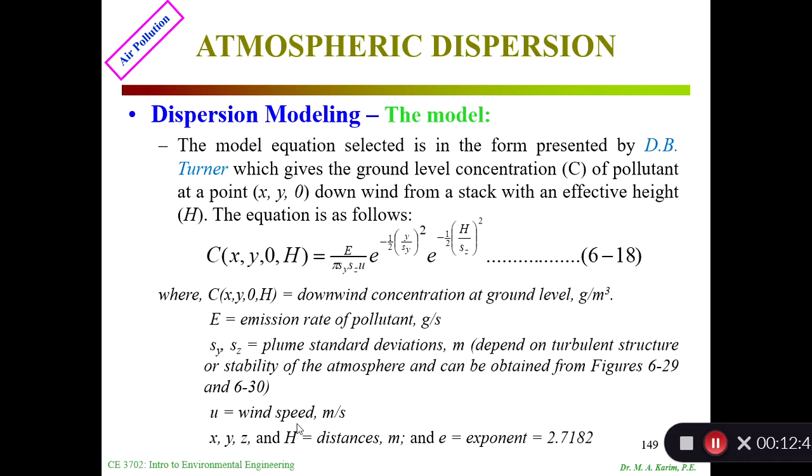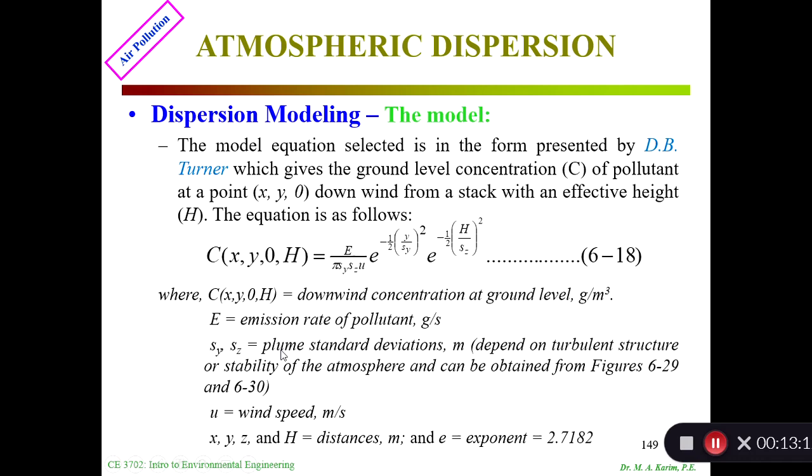So here is the model equation. The model equation is a function of x, y, and z, with an H. H is the stack height. E over pi sigma y sigma z u, then e to the power, all of those. Here are the term explanations. E is the emission rate of pollutant. We'll change it to Q when we use the handbook, but the book uses this one, E.